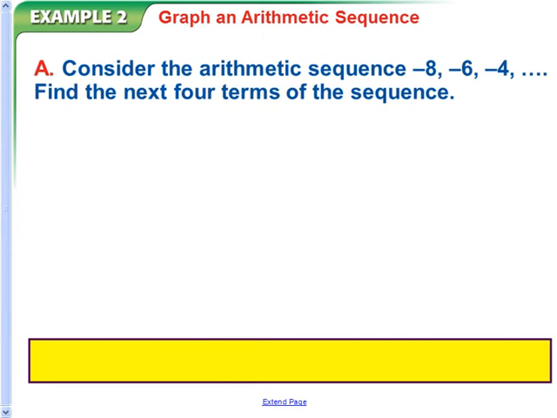So what are the next 4 terms? That's just continuing our pattern on. So what do we have here? We are adding 2 each time. So we're at negative 4, and so we'd go negative 2, add 2, 0, 2, and 4. So that's all we need to do to find the next 4 terms.